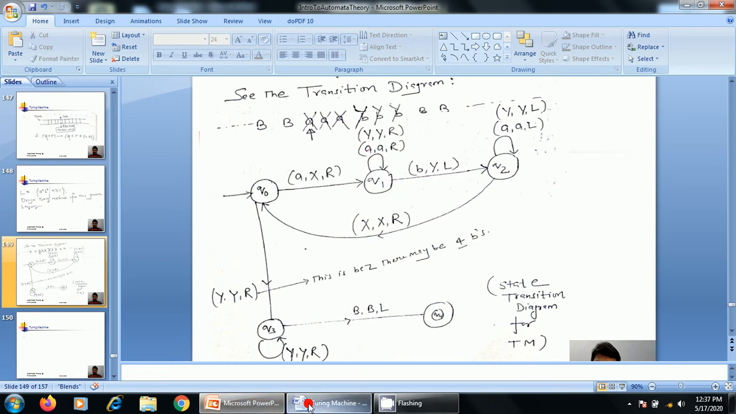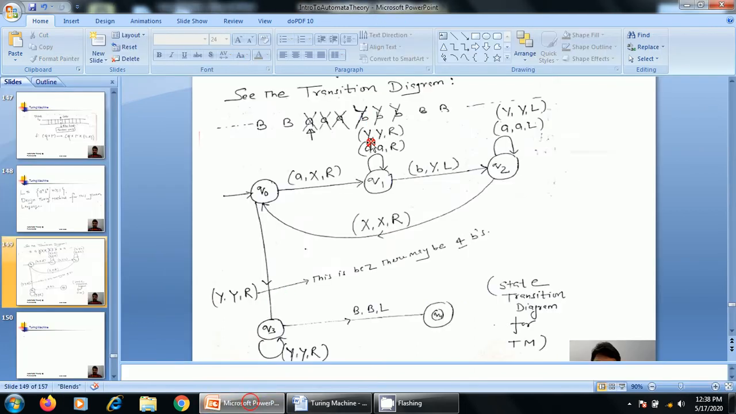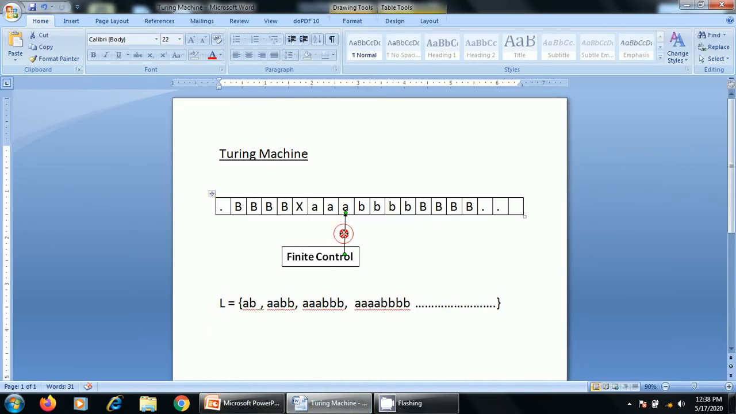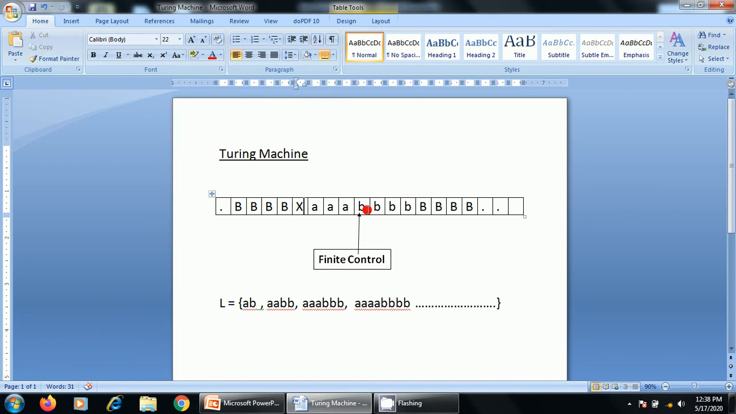There may be a number of a's. If input is a, again keep it a and move right. The finite control will move to the next input of the tape. If input is a, keep it a, move right, because there is a loop. Now the finite control is at this position, the first b, because the finite control wants to find the first b corresponding to this first a. Now see, this is the first b.